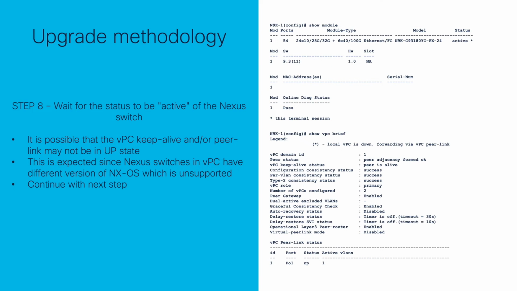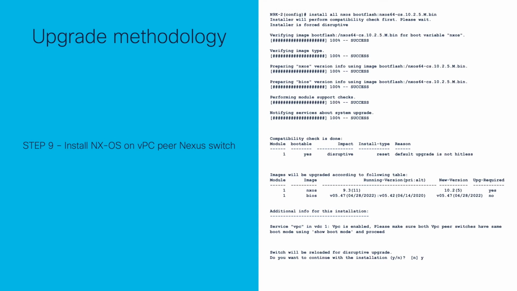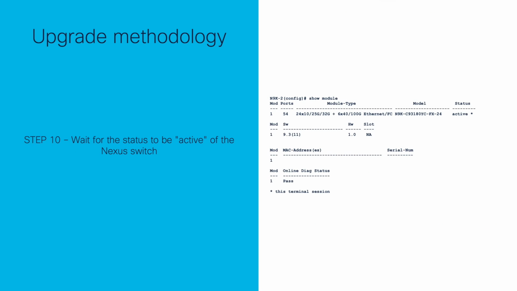Step 8 is, once access to the Nexus is recovered, wait for the status of the Nexus switch to be active. Please notice it's possible that the vPC keepalive and or peer link may not be in an up state. This is expected since Nexus switches in vPC have different versions of NX-OS, which is unsupported. Just continue with the next step. Step 9 is to install NX-OS on the vPC peer Nexus switch. Step 10 is, once access to the Nexus is recovered, wait for the status of the Nexus switch to be active.